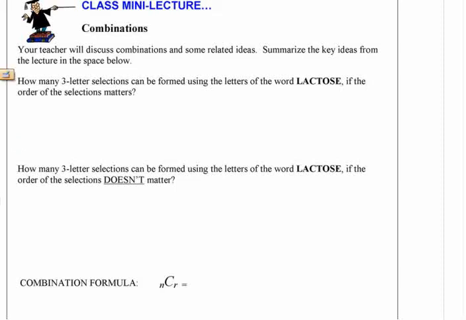So combinations choosing. Here's another simple example. Letters from a word here. If you care about the order, okay. If the order you're choosing these letters in, you're choosing 3 of those 7 letters. If the order matters, you can write this expression 7p3.